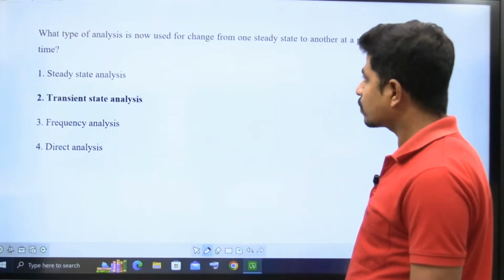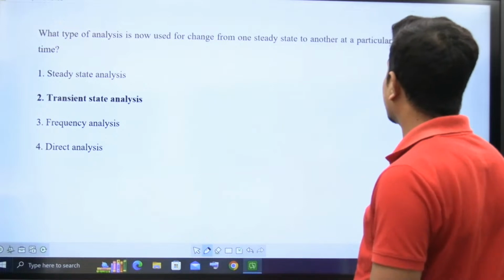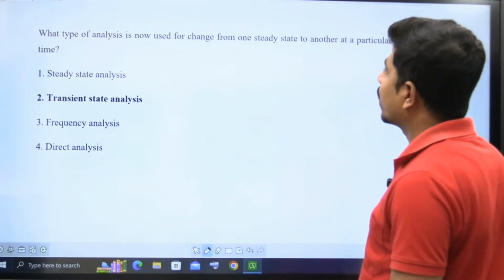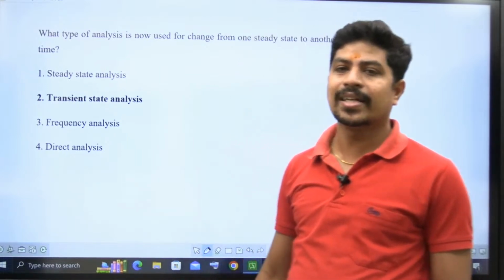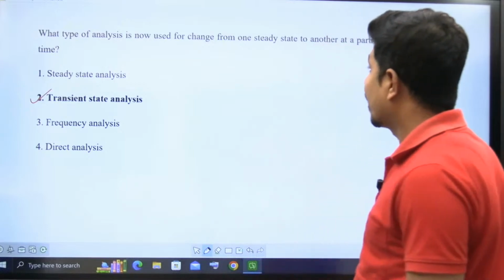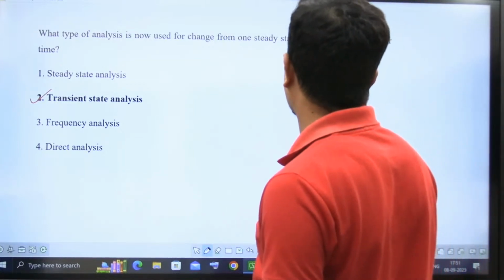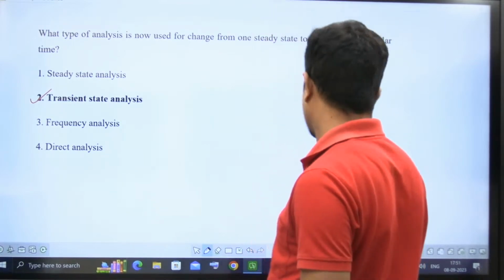Next question. What type of analysis is used for change from one steady state to another at a particular time? Yeah, a sudden change will give transient state analysis. It is transient analysis only, right?